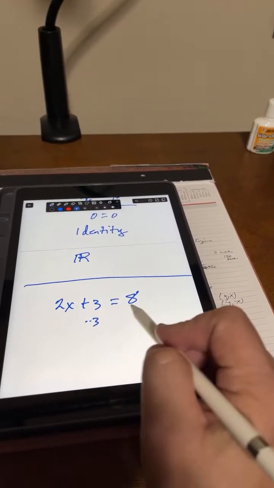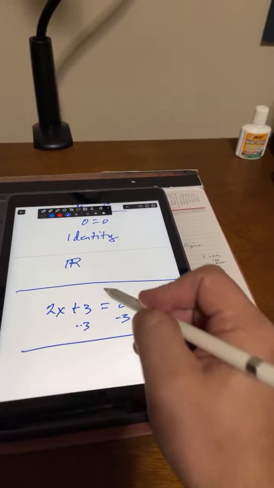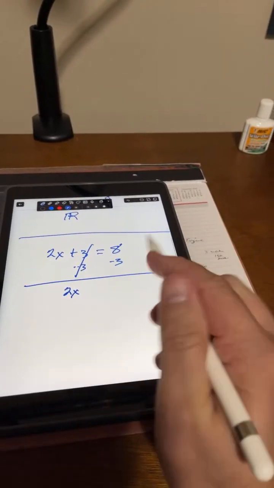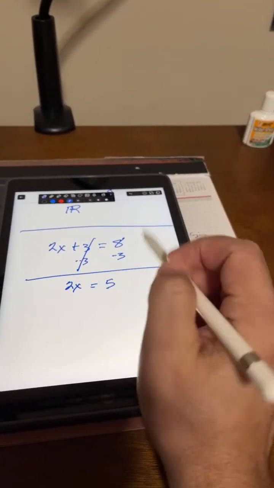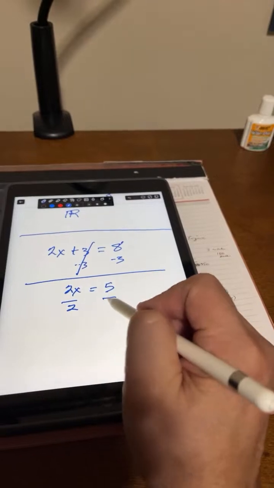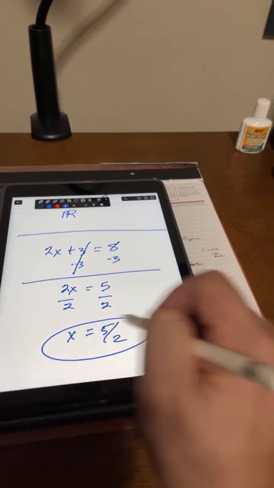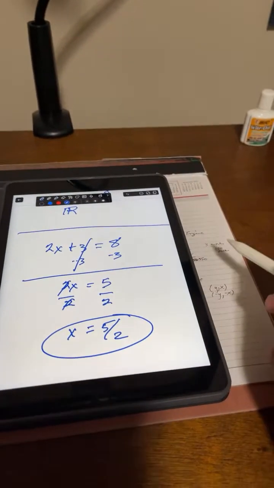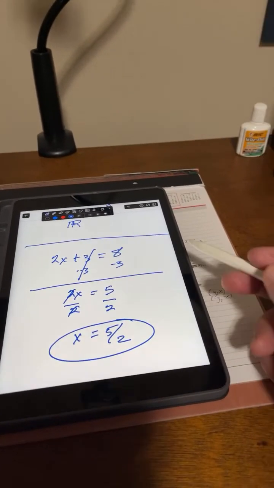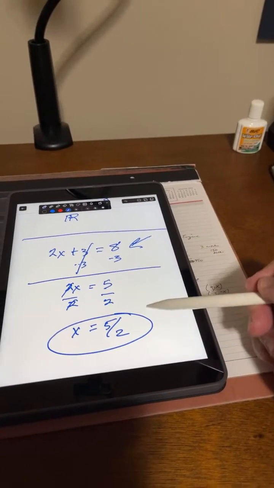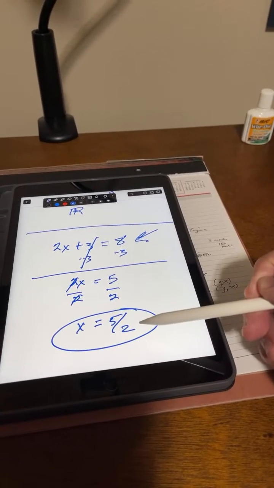If you subtract 3 from both sides, those cancel. 2x equals 5. And then you divide both sides by 2. You get 5 halves because those 2s cancel there. So x equals 5 halves is an example. This equation right here is an example of an equation that just has one solution.